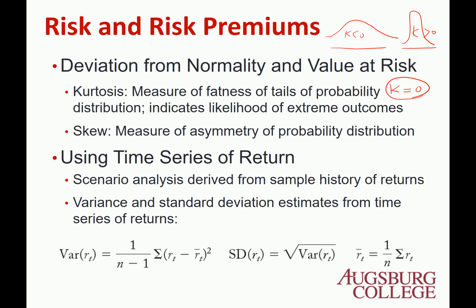Now the other one is skewness. Skewness is how skewed it is, like this. So for normal, skewness equals 0. For this case, skewness is positive. In this case, skewness is negative. So these are two different types of statistical measures that may show the normality of the distribution.